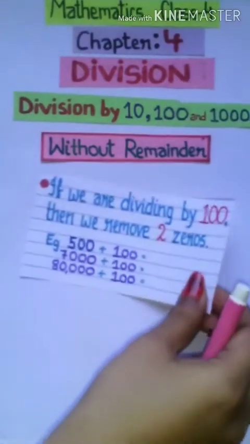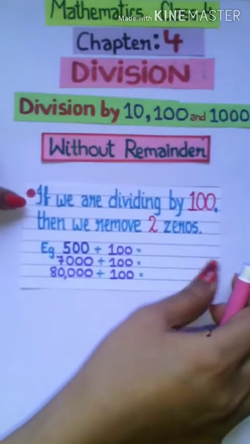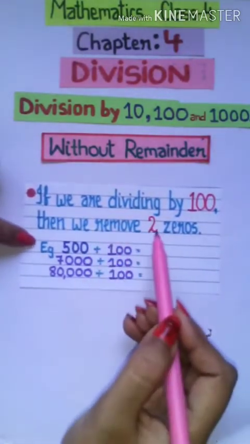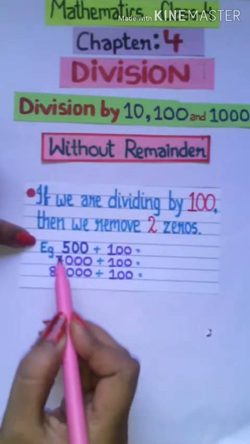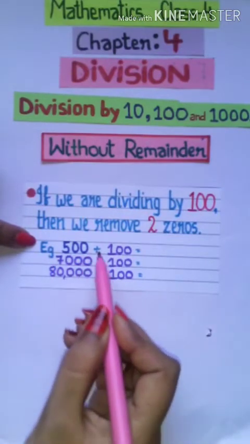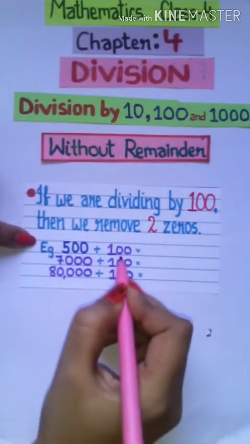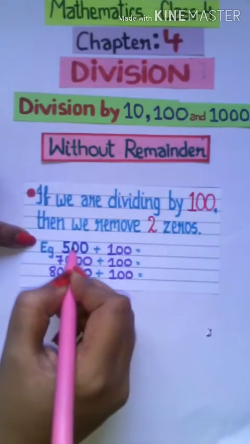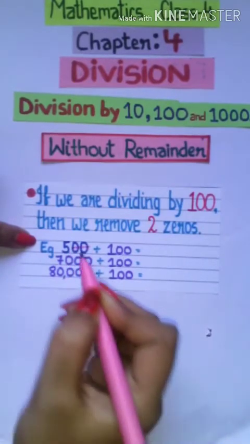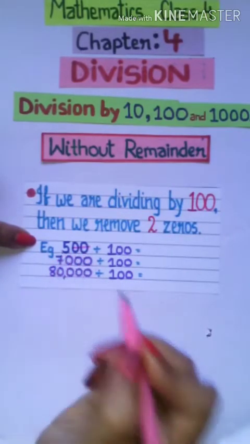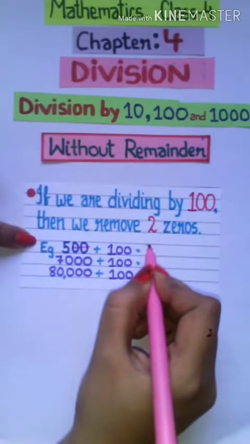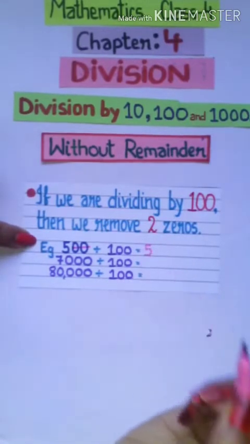Next, if we are dividing by 100, then we will remove 2 zeros. Example, 500 divided by 100. So we will remove 2 zeros. After removing 2 zeros, we are left with 5. So the answer is 5.